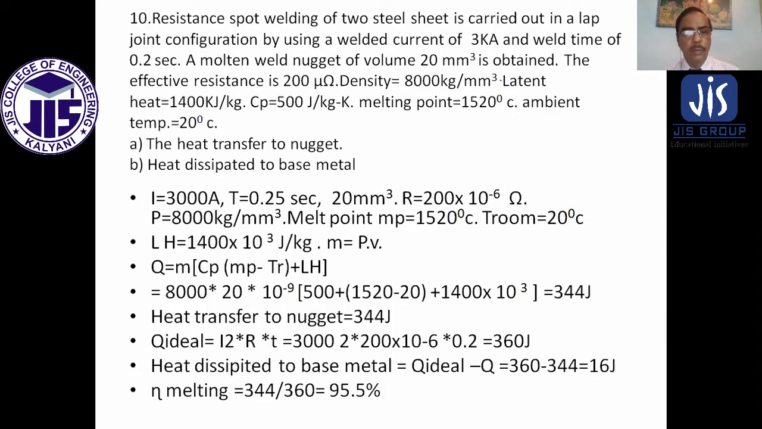Now we know current is 3000 ampere, and T is equal to 0.25 second.